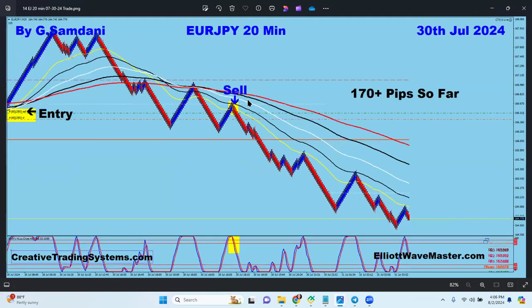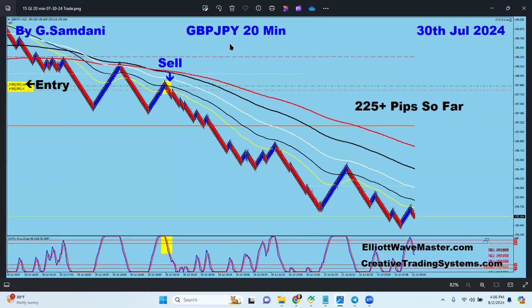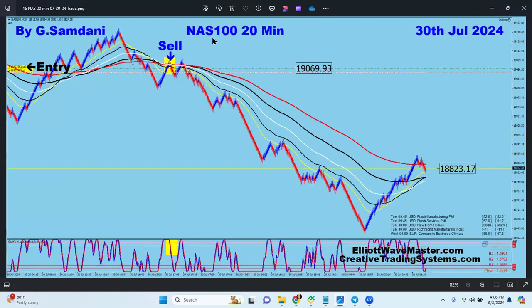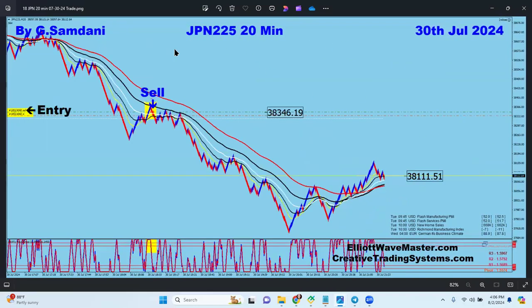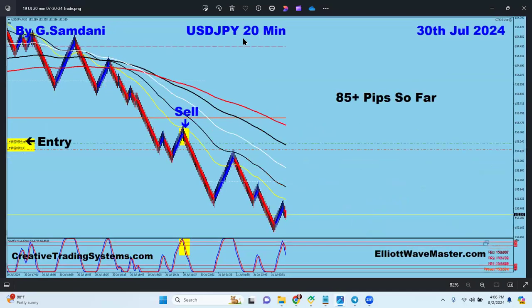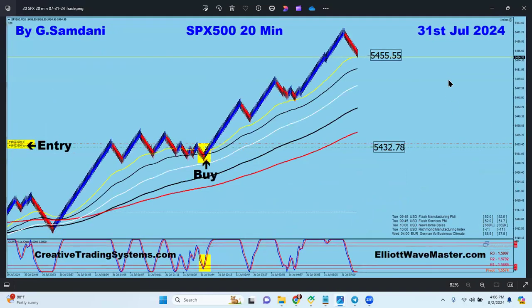And this one is euro yen, also dropping here, all because of the yen strength that came out after that news. And then pound yen, beautiful from here. Look at 225 pip. Beautiful by-the-book entry. And on the 30th here, NASDAQ coming down all the way. This one, S&P 500, all going down. Nikkei going down here. And this one, USD yen again for 85 pip on the 30th. See how many trades on the 30th.